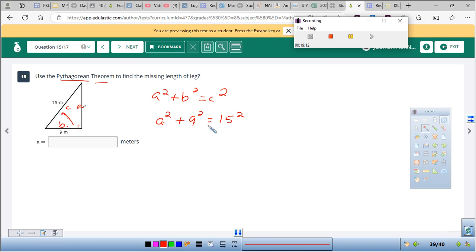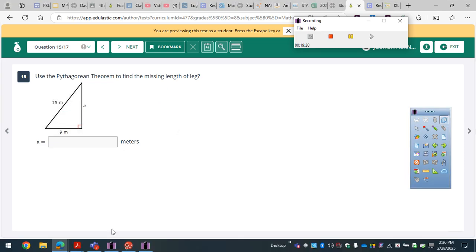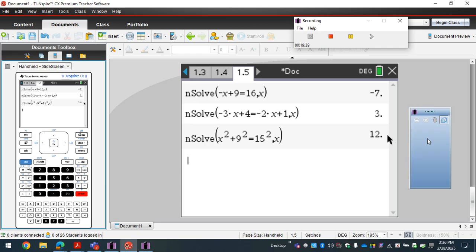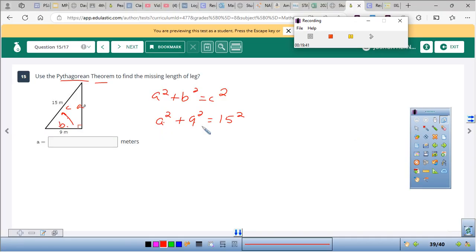So now we're going to come out here. I'm going to solve that one. 9 and 15. Menu 3, 1. X squared plus 9 squared equals 15 squared, comma x. So the answer for this one is 12. 9, 15. So 12 is going to be this leg here. Okay?